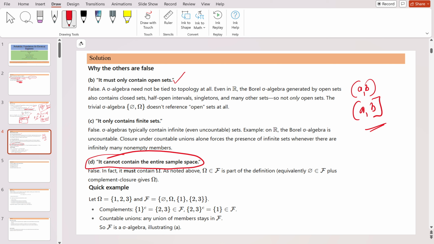Okay, let's take one example. Omega is 1, 2, 3, and F contains subsets of it: phi, omega, and {1}, {2, 3}. Then the complement of {1} is {2, 3}, which also belongs to F. When you take the complement of {2, 3}, it is {1}, which also belongs to it. It means that any countable union of members stays in F, and F is a sigma algebra. Okay, so this is the overall structure of the first problem.